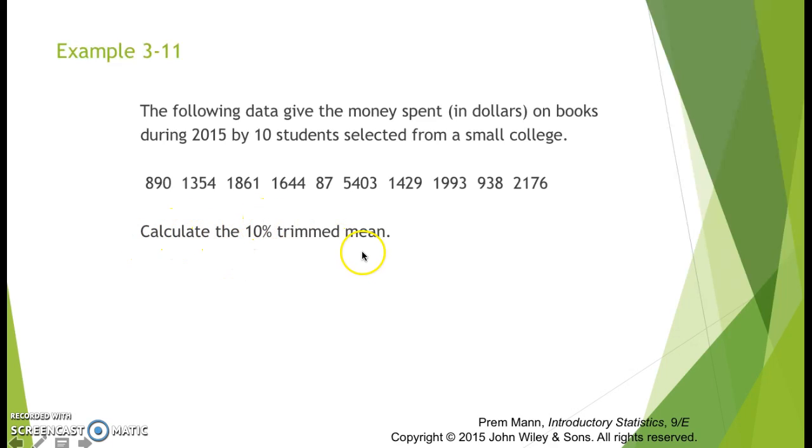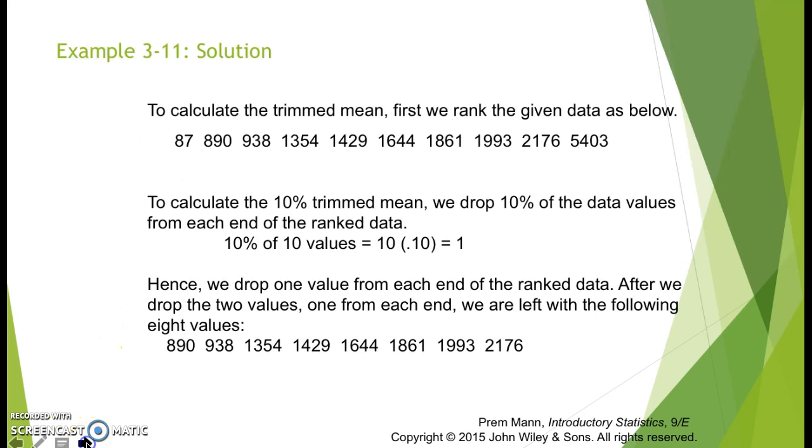Anyway, we're going to calculate the 10% trimmed mean, meaning that we need to get rid of the top 10% and the bottom 10%. In this case, because we're only dealing with 10 students, that basically means we're going to be taking off the highest value and the lowest value. Sometimes this can give us a little bit better picture of what's happening. So we first have to rank the data. So this is how it gets ranked.